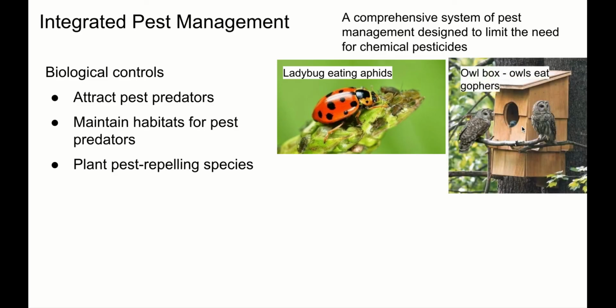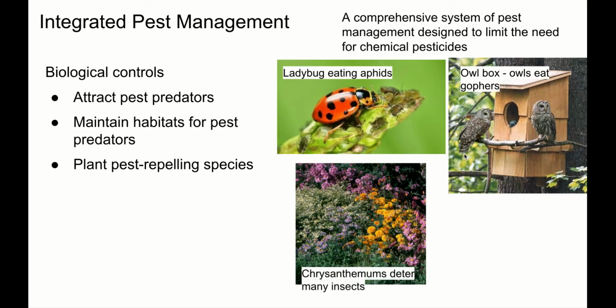Gophers, as I mentioned before, really like to eat root vegetables and other vegetables that are low to the ground. But luckily, owls eat gophers. How do we attract owls so that they'll eat the gophers? Well, the owls need a nesting habitat. We can install an owl box in the trees around our property that we're trying to protect to attract our owls and maintain their habitat so the owls eat the gophers.